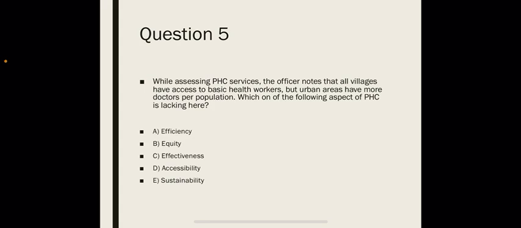Next question is, while assessing PHC services, the officer notes that all villages have access to basic health workers, but urban areas have more doctors per population. Which one of the following aspects of PHC is lacking here? Option A, efficiency. Option B, equity. Option C, effectiveness. Option D, accessibility. And option E is sustainability. The correct answer is equity, option B.